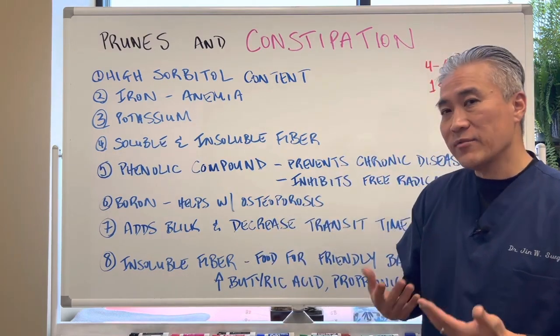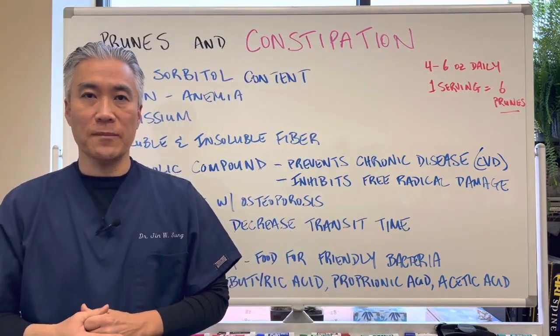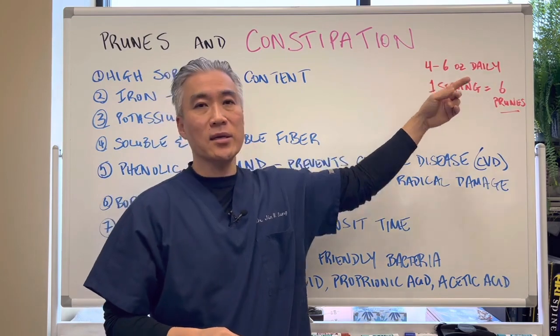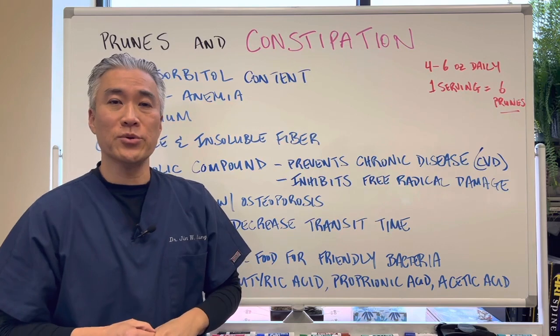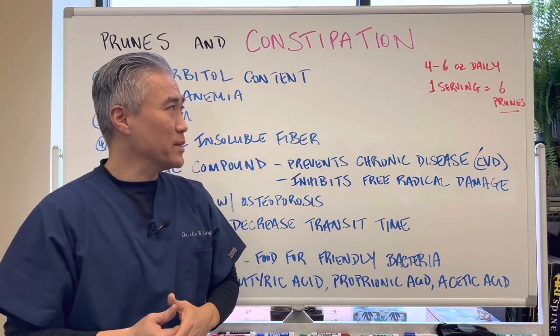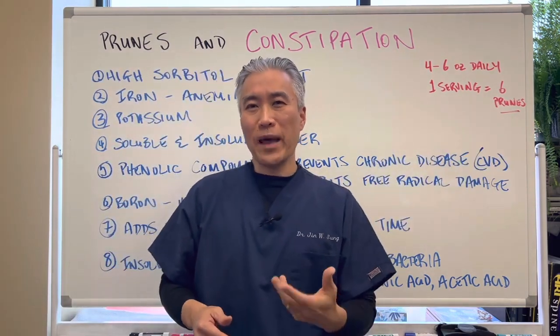Okay, so if you haven't tried prunes for constipation, it might be worth a try. Dosages: 4 to 6 ounces daily of the juice if you like. I prefer to have the actual prunes if you're going to help improve bowel movements. 1 serving is considered about 6 prunes. So you can ramp up to 6.